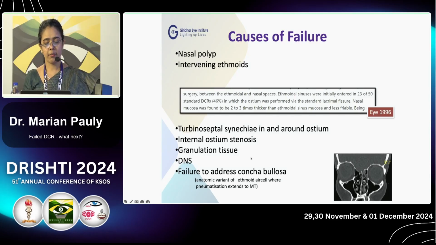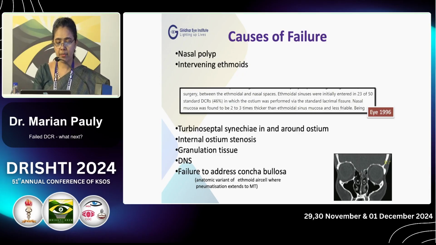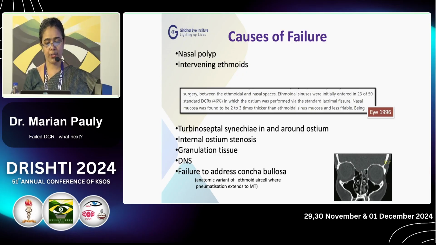Another most common cause is granulation tissue. That again depends on multiple factors. In spite of good surgery, sometimes the patient's body itself shows some reaction. Then associated deviated nasal septum and failure to address concha bullosa, that is an anatomical variant of the ethmoid where pneumatization extends to the middle turbinate. See in this, you can see the concha bullosa.